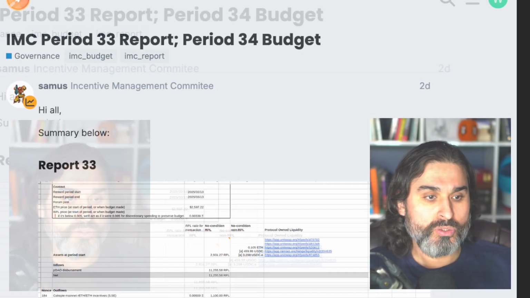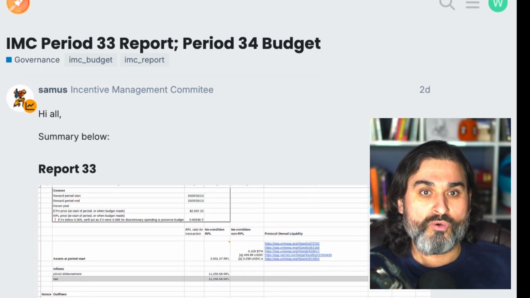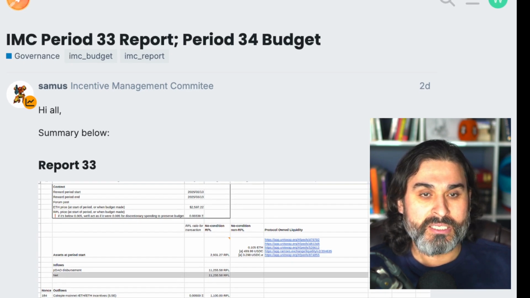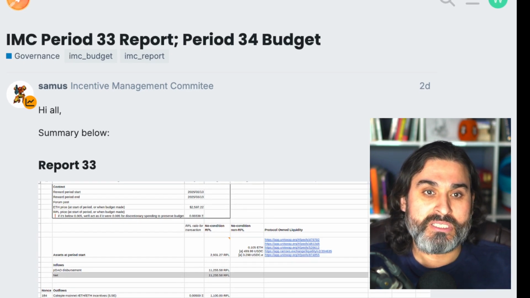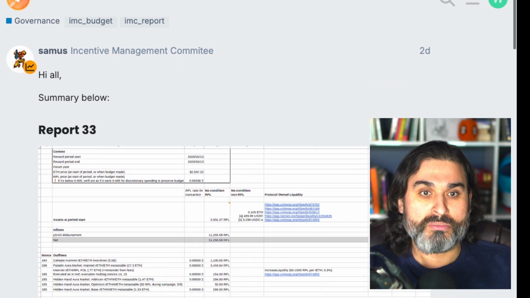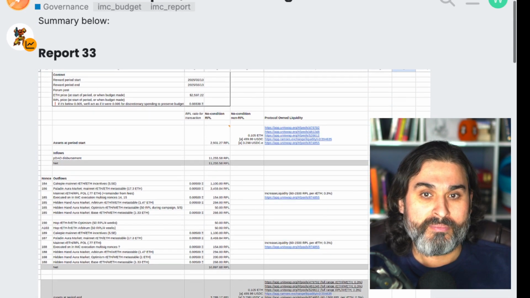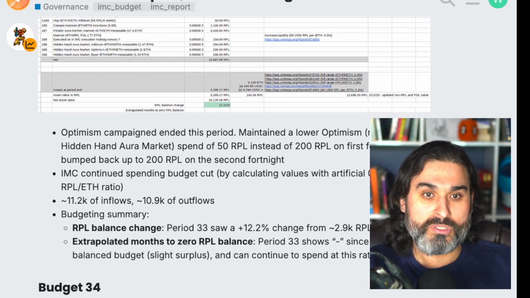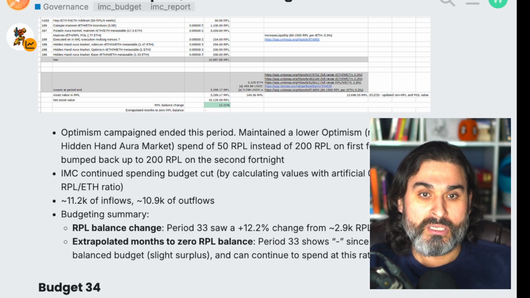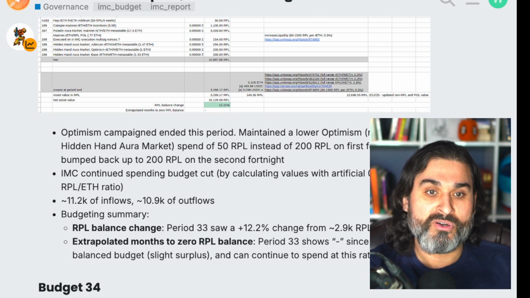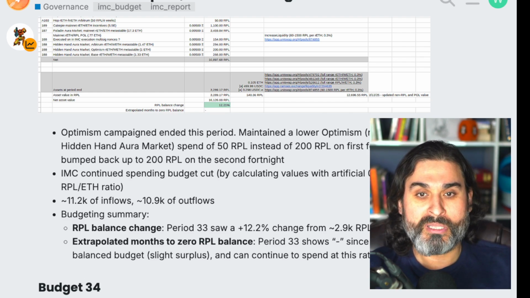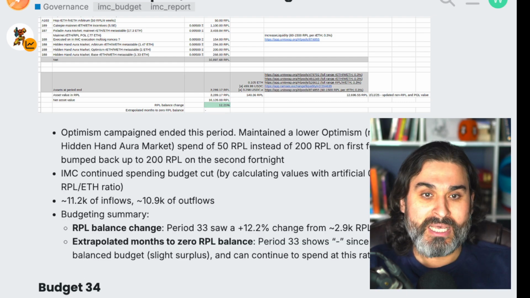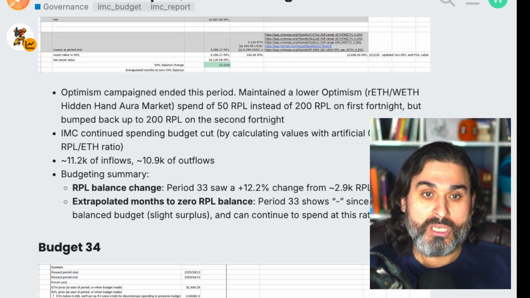Okay, next we are going to go to the forum, and here we see that Samus has pasted the IMC's period 33 report and period 34 budget. Here we have a summary of period 33. There's a link to the sheet if you want, and it says the Optimism campaign ended this period and maintained low Optimism spend of 50 RPL instead of 200 RPL on the first fortnight, but bumped it back up to 200 RPL in the second fortnight. And then the IMC continued spending budget cuts as well.